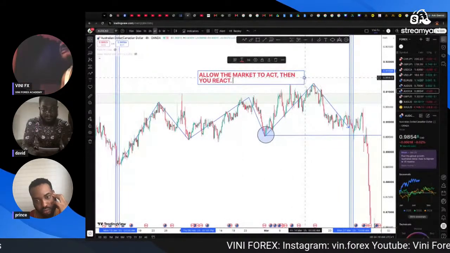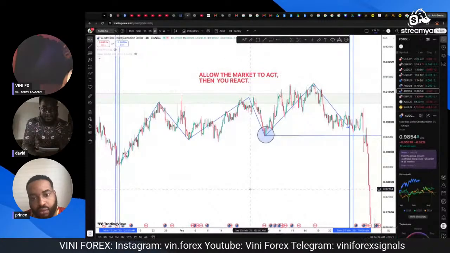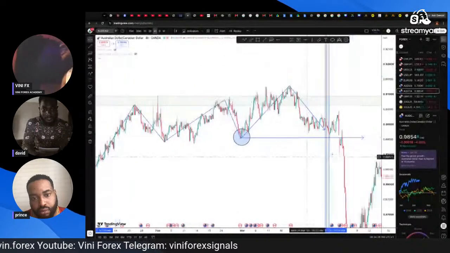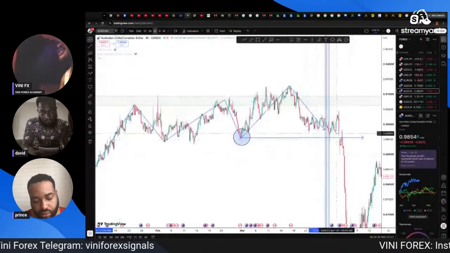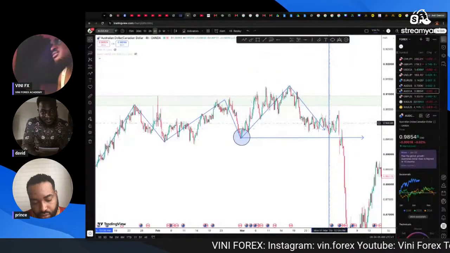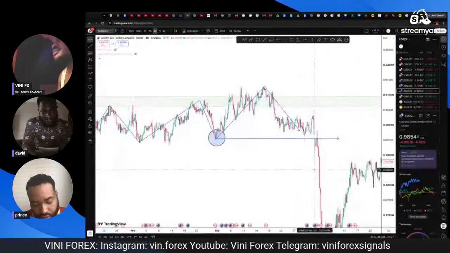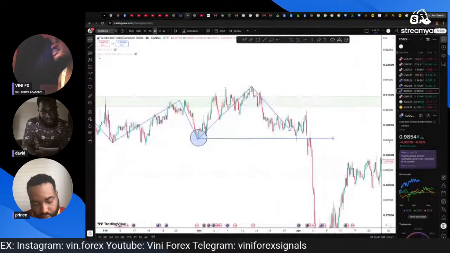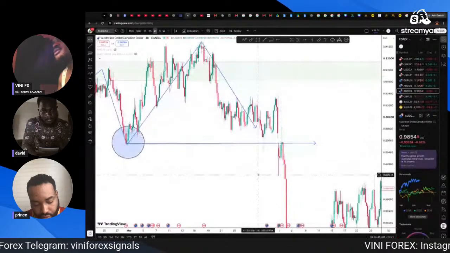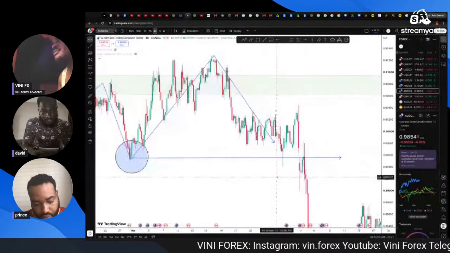Allow the market to act, then you react. The reason why you say it's trickish, let me now clear your trickishness. This is the point where we are expecting the market to buy.